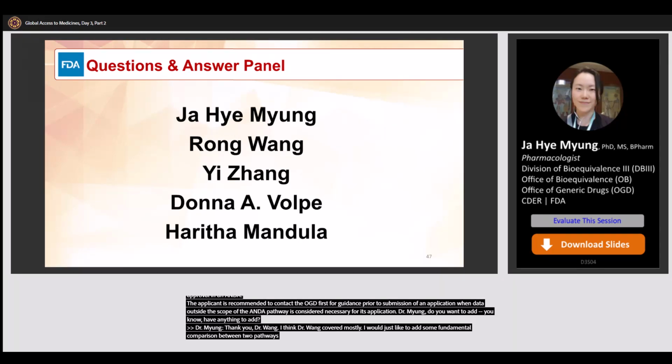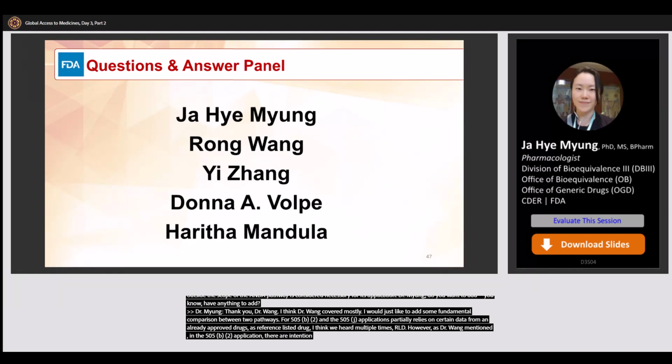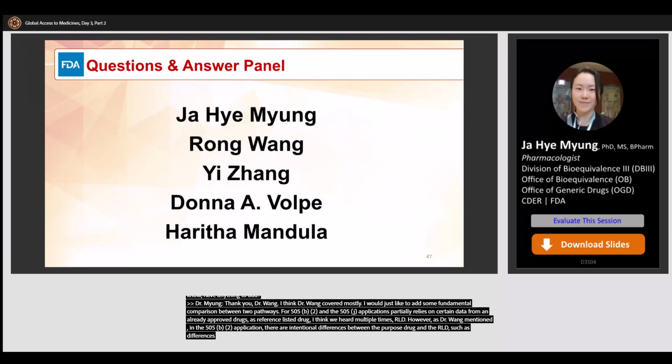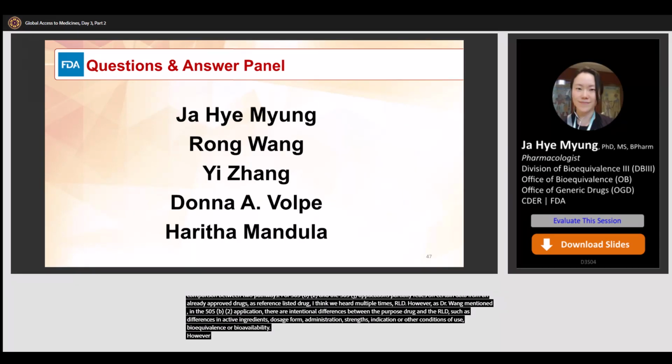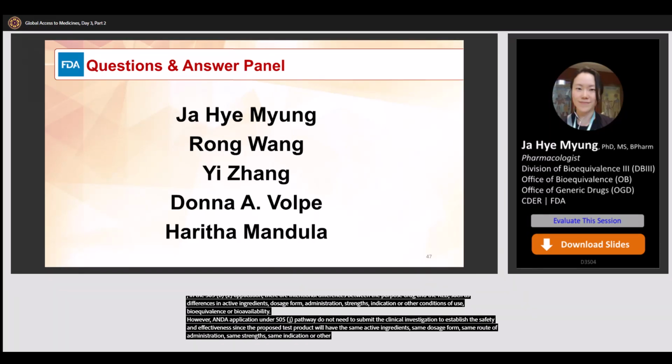Both 505(b)(2) and 505(j) applications partially rely on certain data from an already approved drug called the reference listed drug. I think we heard multiple times, RLD. However, as Dr. Wang mentioned, in the 505(b)(2) application, there are intentional differences between the proposed drug and the RLD, such as differences in active ingredients, dosage form, route of administration, strength, indication or other conditions of use, bioequivalence, or bioavailability. However, applications under the 505(j) pathway do not need to submit clinical investigations to establish the safety and effectiveness, since the proposed test product will have the same active ingredients, same dosage form, same route of administration, same strength, same indication or other conditions of use, and the same bioequivalence.